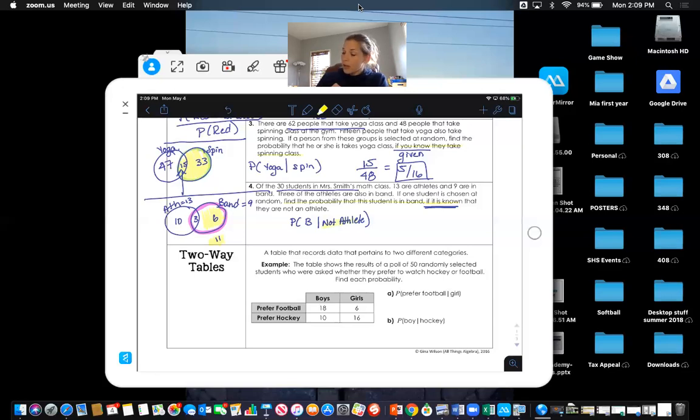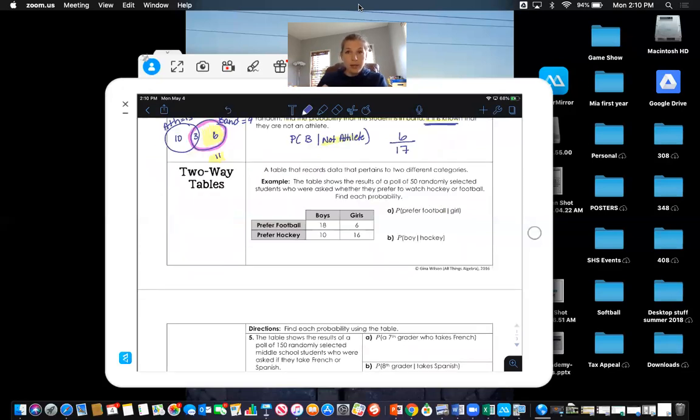So if I'm looking at this probability, I only have 17 people who are not athletes in that entire class. So then I want to know, how many of those are in band? Look inside your Venn diagram at this point. 6 of those 17 people are in band. Another option that you have is you can create a table with this. Sometimes I think tables are your easiest option. It's just easier to see the sample space that you're limited to.